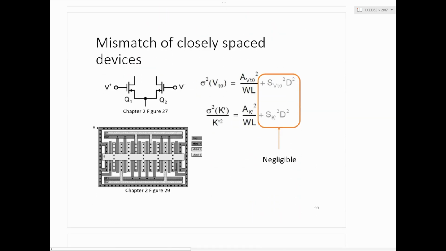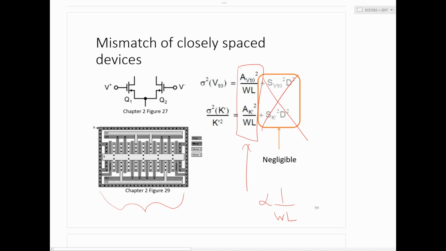Okay? So when we get closely spaced devices, this is what I was saying, so specifically with a common centroid layout, which we already talked about, the second term can go away. And then all you're left with is this first term, which is inversely proportional to area.